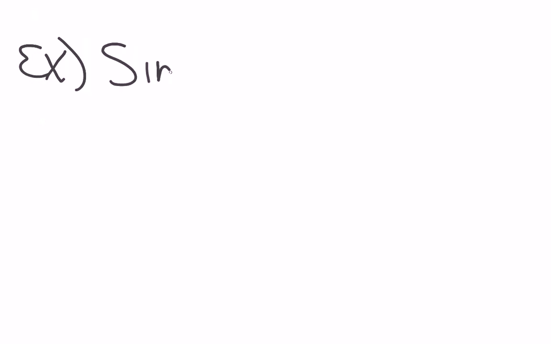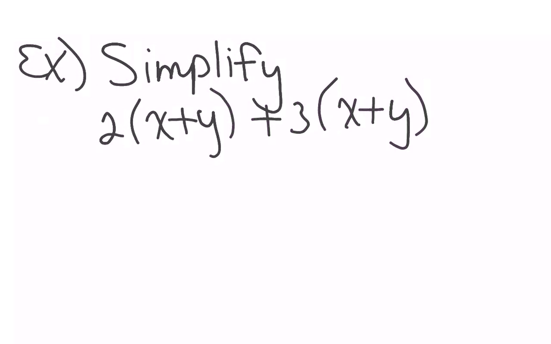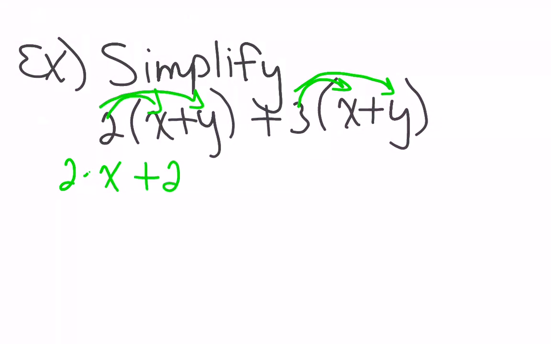Next example, simplify. This one says 2 times the quantity x plus y plus 3 times the quantity x plus y. All right, so in this case, we see the distributive property. We actually see it twice. So on this one, we're going to multiply the 2 to each one. So it's 2 times the x and 2 times the y. And over here, we're going to have the 3 times the x and 3 times the y.